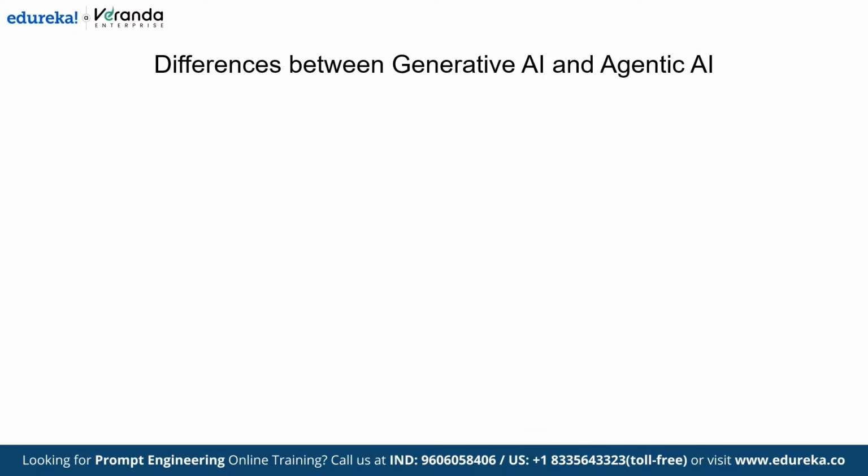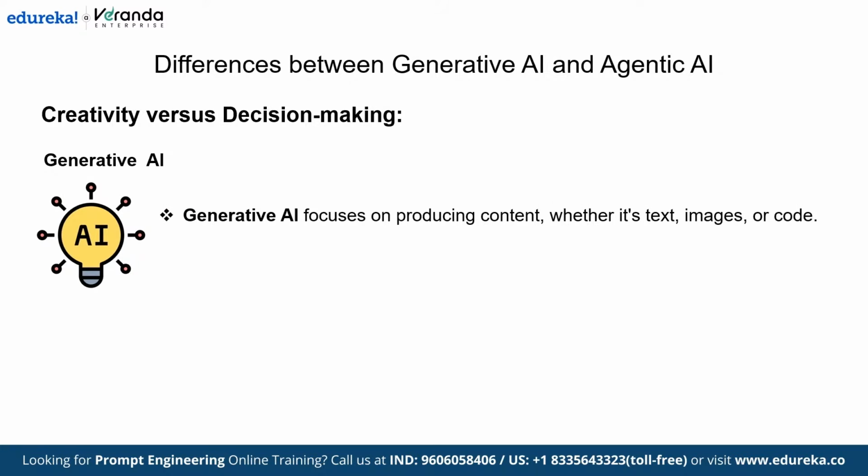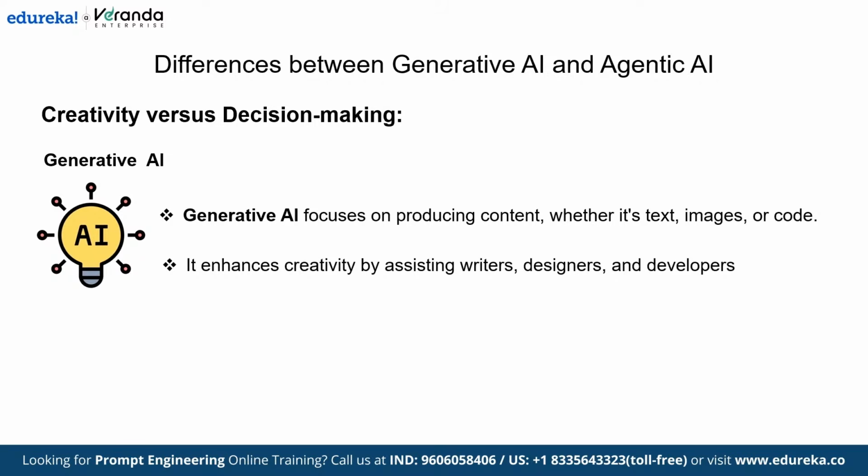Let's see the key differences between generative AI and agentic AI. Generative AI and agentic AI serve different purposes, each with unique strengths and applications. The key distinction comes down to creativity versus decision-making. As previously discussed, generative AI focuses on producing content, whether it's text, image, or code. It enhances creativity by assisting writers, designers, and developers. But it lacks true autonomy. It only works when prompted and doesn't make any decisions on its own.